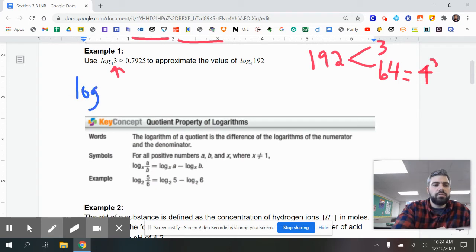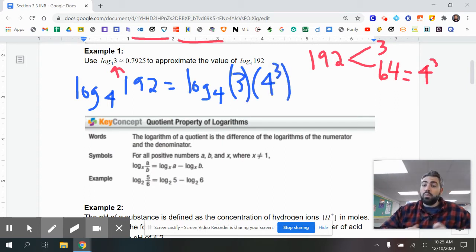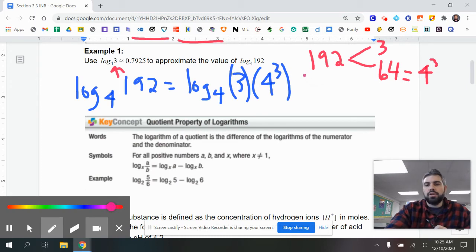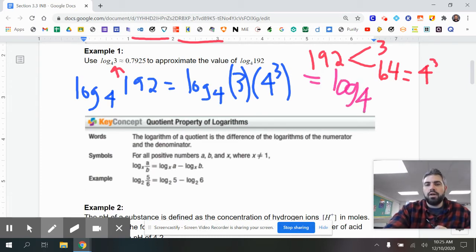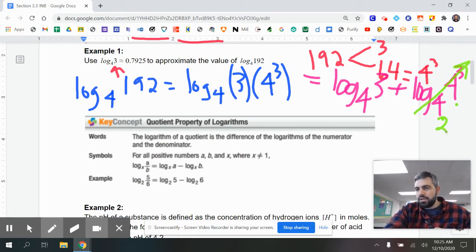So log base 4 of 192 is really log base 4 of 3 times 4 to the third. Now, we just said with our product property that we can write this as a problem using addition. So we're going to say this is really log base 4 of 3 plus log base 4 of 4 to the third power. Now, knowing what we just said at the beginning of the video, log base 4 of 4 to the third is really just 3, right? Because the log base 4 and the 4 cancel each other out.